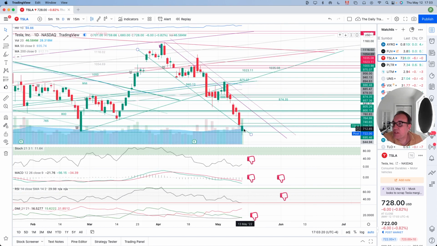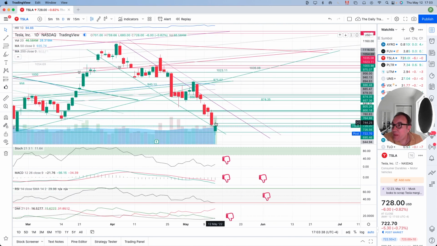Okay, so today we have a green candle. Oh, wow, we have a green candle, but we closed lower than we closed yesterday. And we went as low as 680 during the early morning and went as high as 759. And we broke outside of this downward support right here. So this is the support of this downward channel, and we broke outside of it.